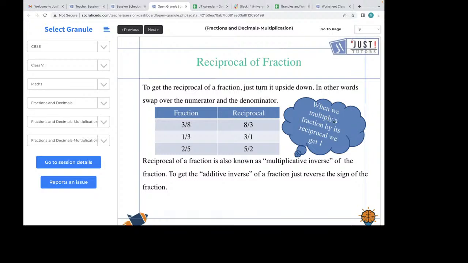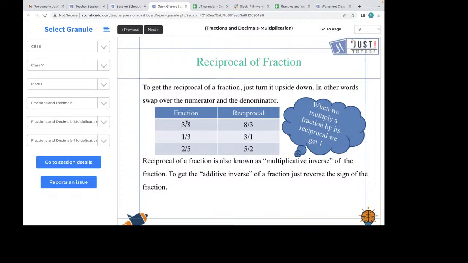Also, you must know when we multiply a fraction by its reciprocal, we get 1. So it is like the multiplicative inverse, as we studied for integers: multiplicative inverse and additive inverse. What is the additive inverse? If you want the additive inverse of an integer a, you have to add such a number to it that you get 0. That is the additive inverse, and it is the negative of the same number. For a it is -a. What happens in the multiplicative inverse?